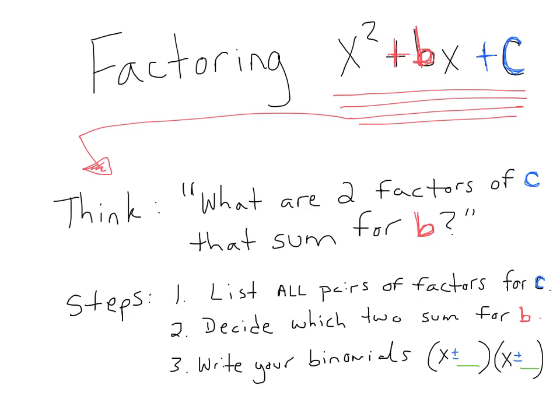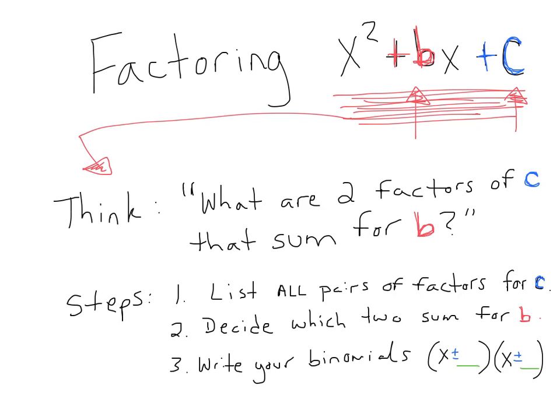The process. What you need to think if you're factoring something that looks like this up here, you need to be thinking, what are two factors of C, whatever number's in this position, that sum to B, this number? Be careful to include the sign as well. So if it's minus C, it's negative C.